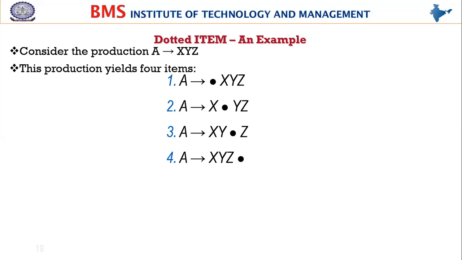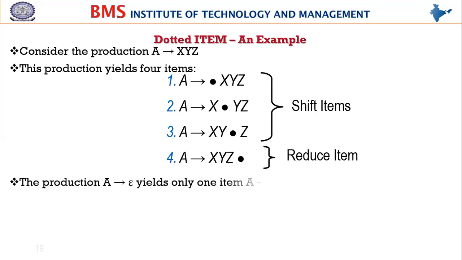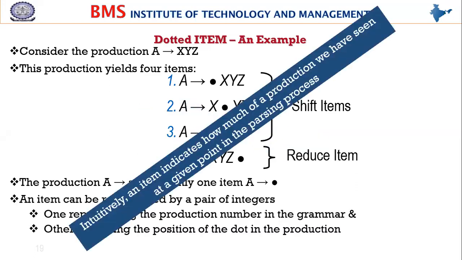Next, we have considered Y. That's the reason the dot is moved next. This should be done until when? Until the dot reaches the extreme right. So these are shift items. When the dot reaches the extreme right, it is a reduce. And when there is an epsilon production, A produces epsilon, then we're going to write it like A produces dot, like this. This dot indicates how much of the production we have already seen and when to stop, both the things.